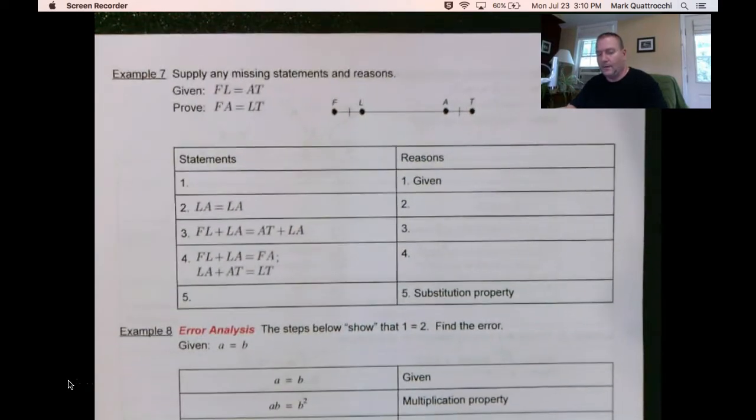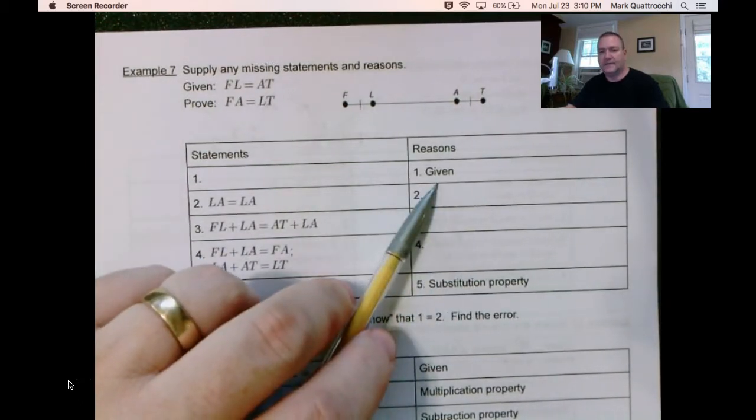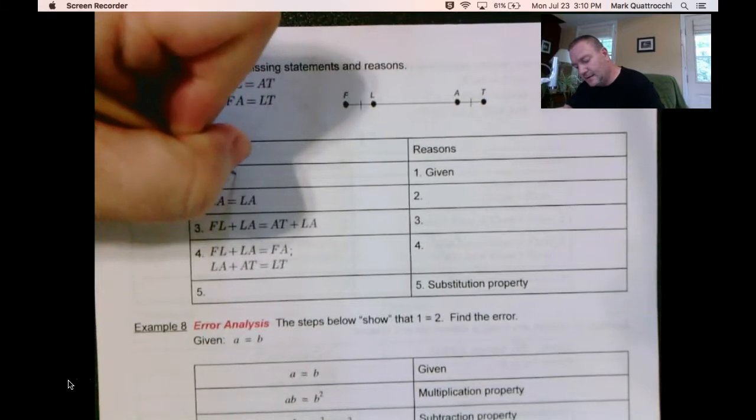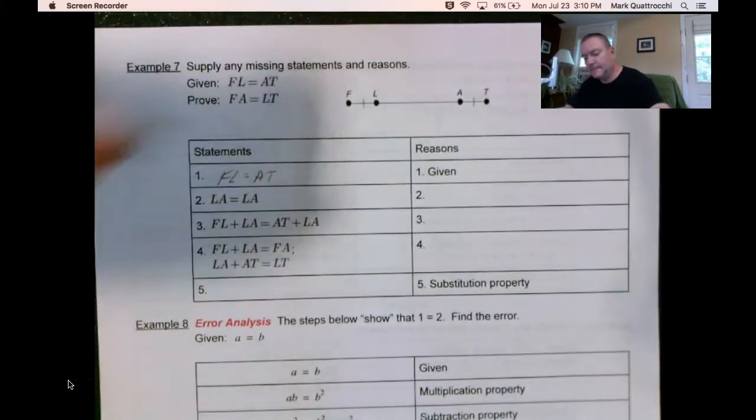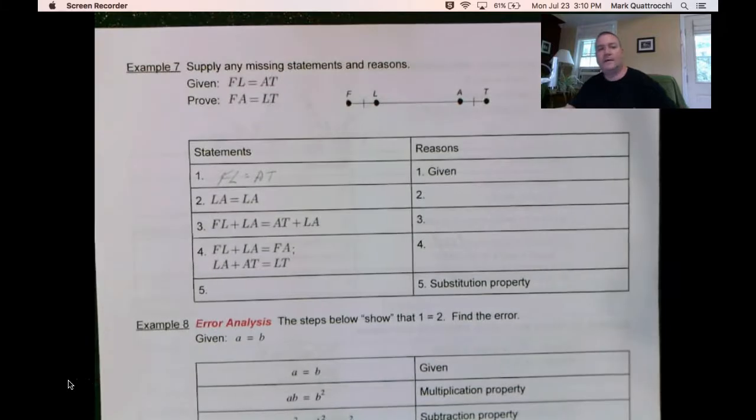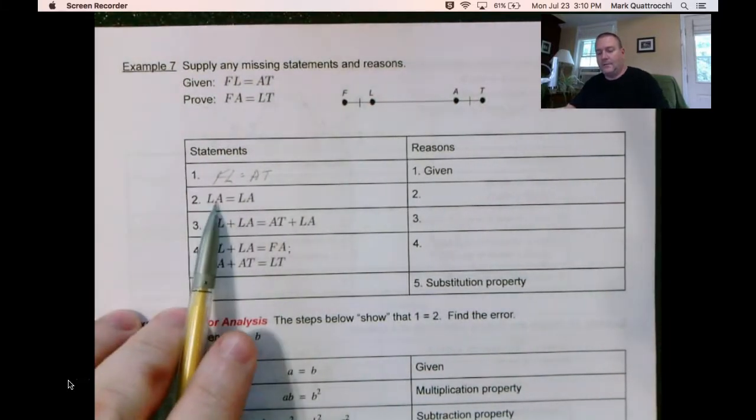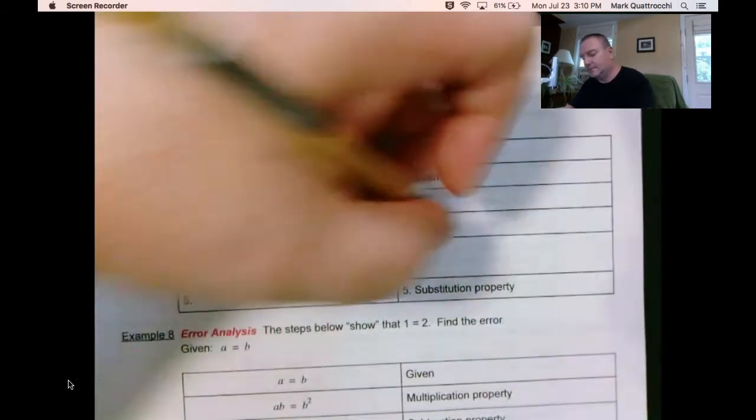That's our goal. All right, so statement number 1, we're told the reason is given, not a surprise. So what is our statement? FL, measure of segment FL, equals the measure of segment AT. That's the given information, it's the given statement. All right, if we look at statement 2, the measure of segment LA is equal to the measure of segment LA. How do we know that? Even without a diagram, we're going to know that the reason for that is the reflexive property.